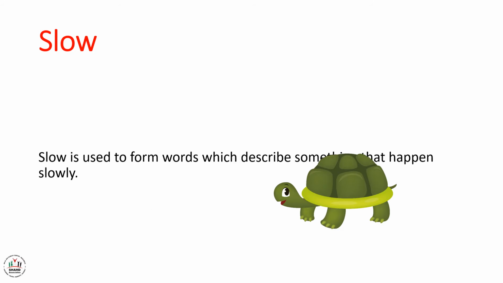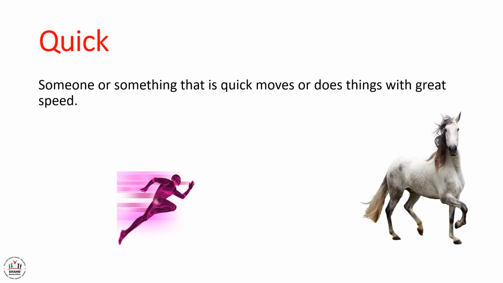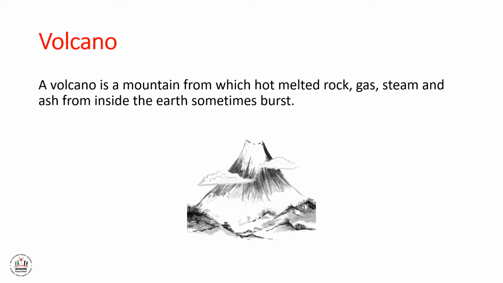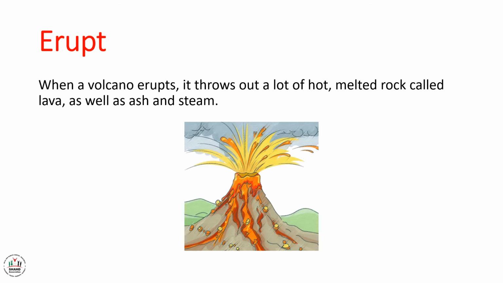What do we mean by slow? Slow is used to form words which describe something that happens slowly. Quick. Someone or something that is quick moves or does things with great speed. Volcano. A volcano is a mountain from which hot melted rock, gas, steam, and ash from inside the earth sometimes burst. Erupt. When a volcano erupts, it throws out a lot of hot melted rock called lava, as well as ash and steam.